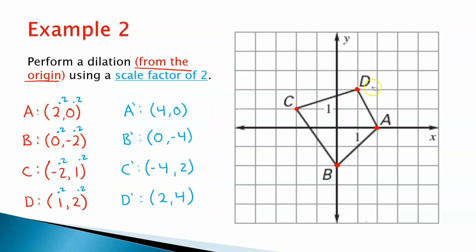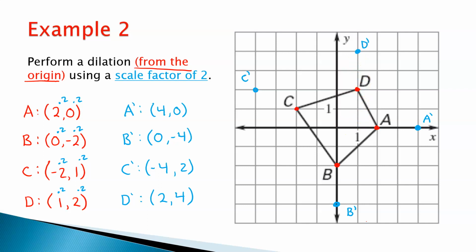We just got to go through and actually plot those. So I'll start over here at A prime, 4 to the right, and I stay at 0, 1, 2, 3, 4. Label that your A prime. B prime is I stay at 0, but I do drop down to -1, 2, 3, 4. That is my new B prime. Don't forget the primes. C is at -4 to the left, -1, 2, 3, 4, and up 2. C prime. And then lastly, D prime, 2 to the right and 4 up.